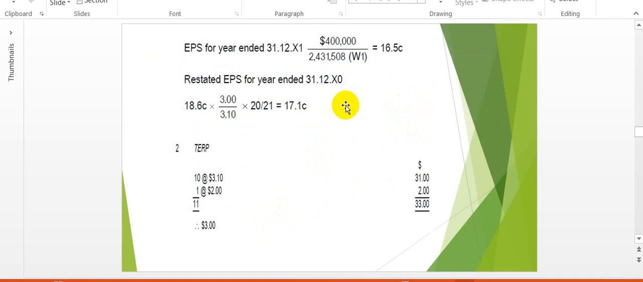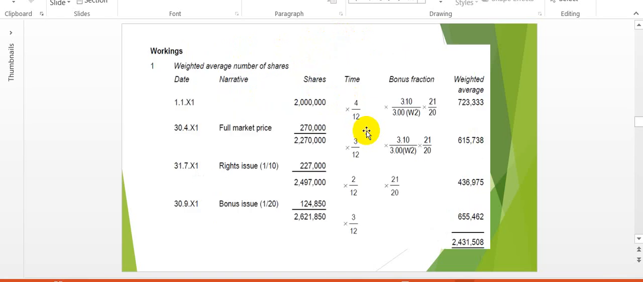So now that we have the weighted average number of shares, we can compute the EPS. So the EPS will be 400,000 divided by the weighted average number of shares of 2,431,500, which is this total number of shares here.